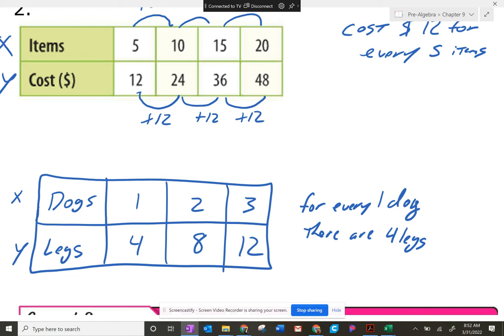Perfect. Yep. There's 4 legs for every dog. What do you make a dog? So write it as a fraction. So this one should be the other way around. So this should be our X value up here. That's like our Y value on the bottom. Perfect. No, that's right.